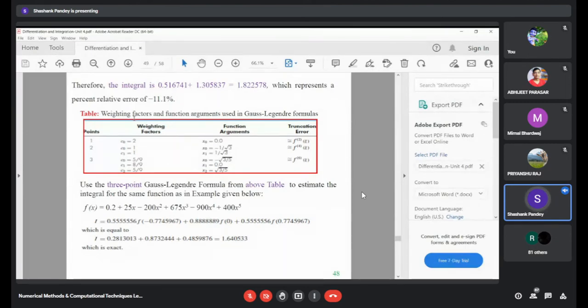Is there anything we need to discuss up to this point? Have a look at these calculations, then we'll proceed towards our next part.